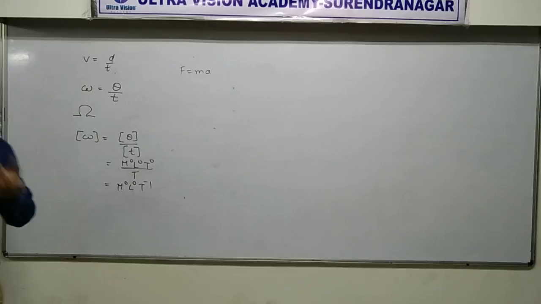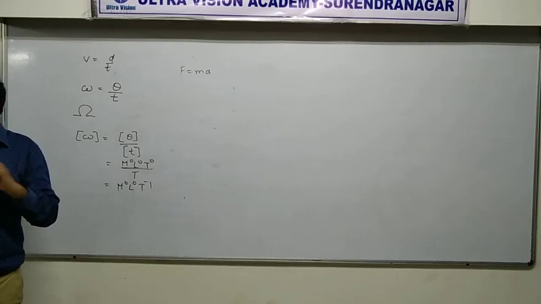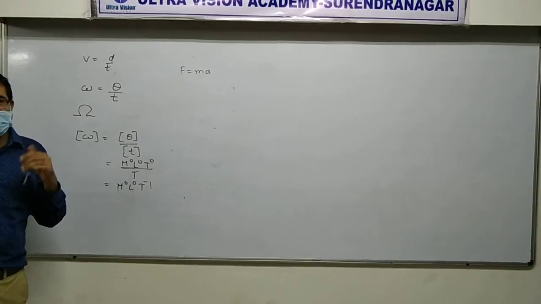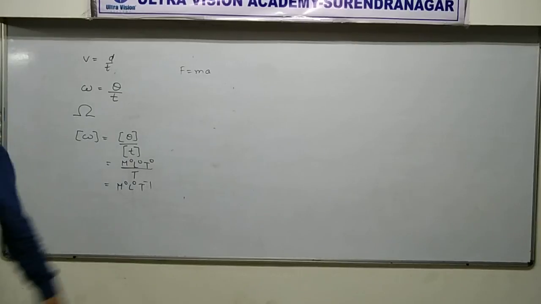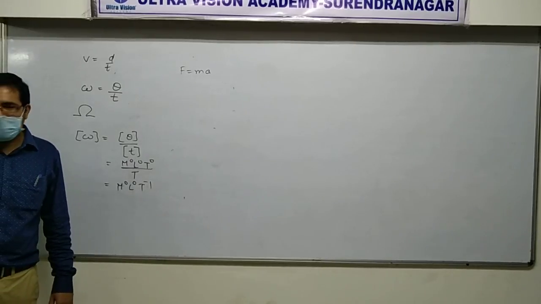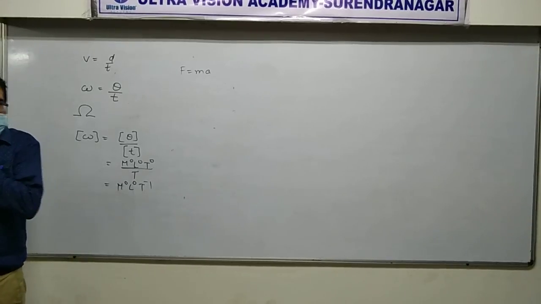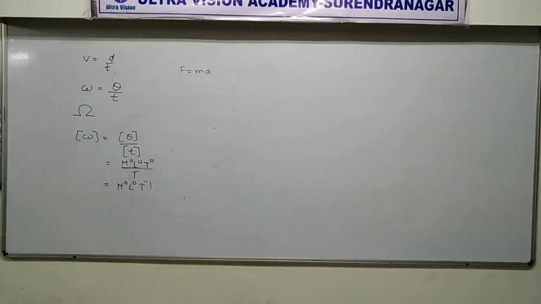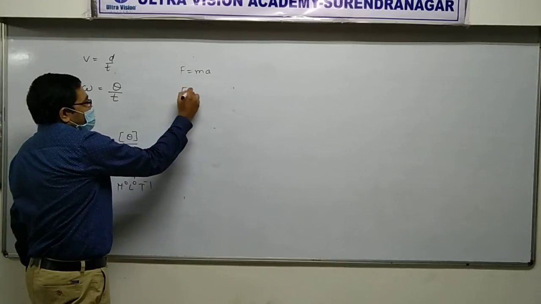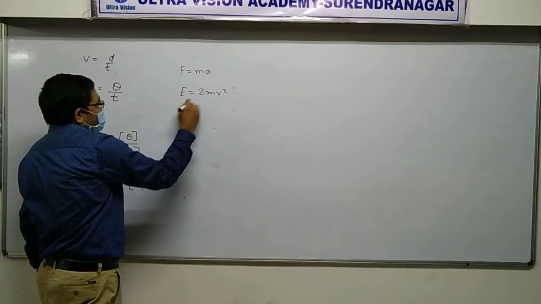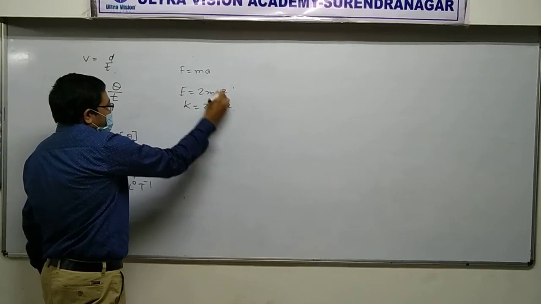Dimensionally correct equation, may be incorrect. What do you think? Can a dimensionally correct equation be incorrect? Yes. Who says yes? A dimensionally correct equation may be incorrect. Yes, can you give an example? Energy equal to 2mv square. Sorry, energy equal to? 2mv square. Okay, something like E is equal to 2mv square or K equal to 2mv square, for example. Okay?